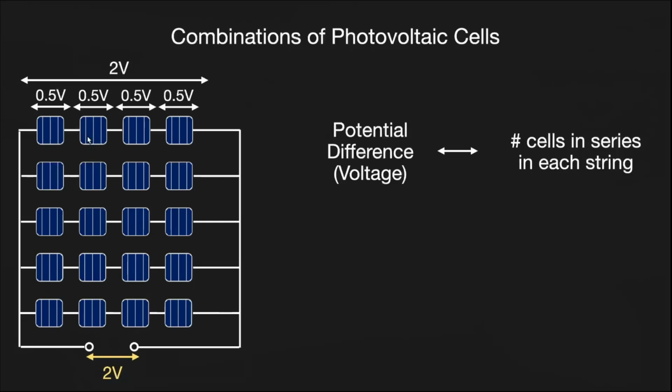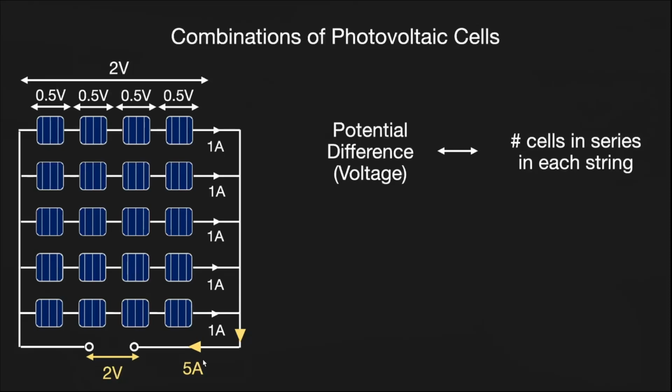Okay, now let's move to the current part. So let's say each of them is producing, say, 1 ampere of current. What do you think the net current is going to be? It's going to be 1 plus 1 plus 1 plus 1 plus 1, right? And that is going to give you 5 amperes. So overall, we were able to get 2 volts and 5 amperes.